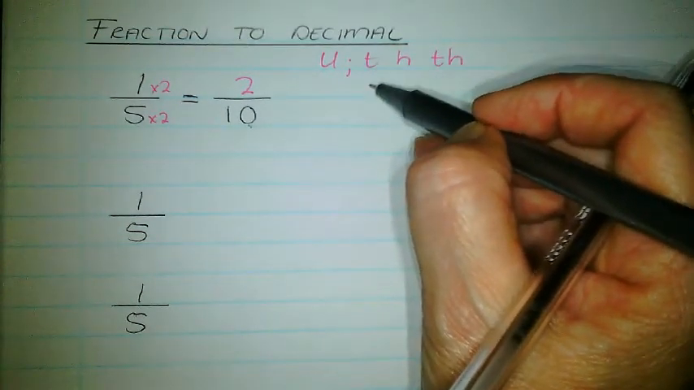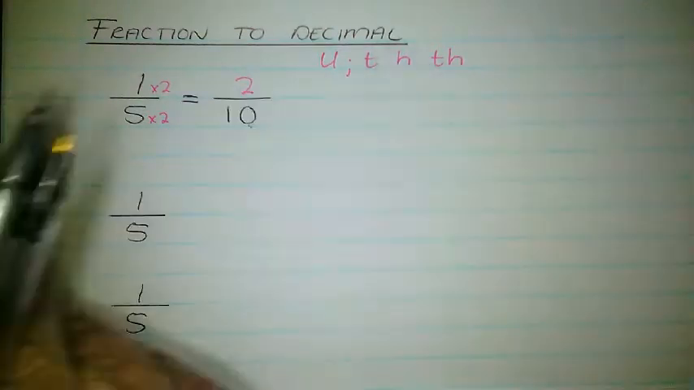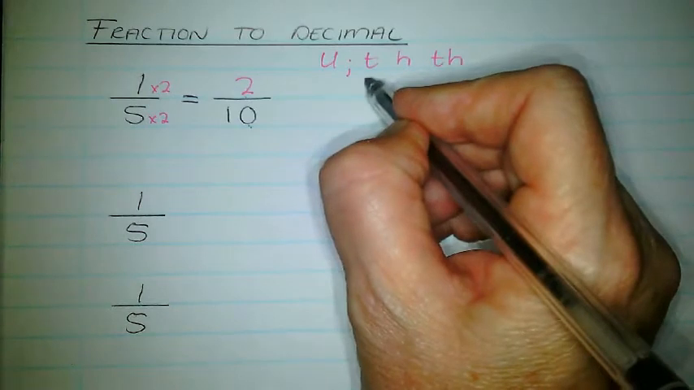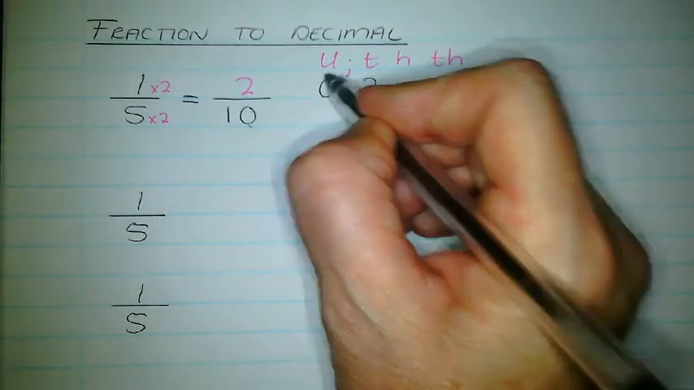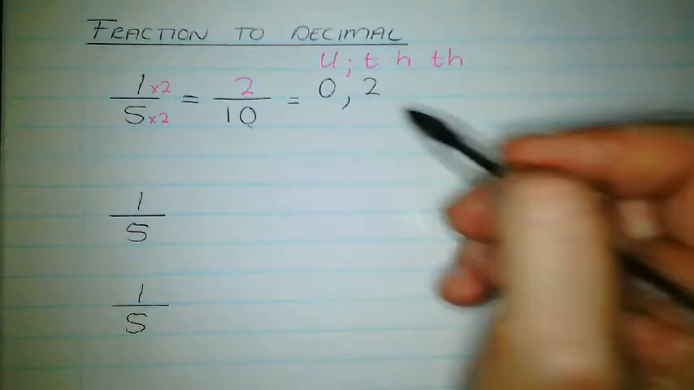So that is where I'm going to start writing my numerator. So my numerator is a 2. So under the tenth, I'm going to write the 2. The comma will stay where it is, and I'm going to have the 0 because there's no units.